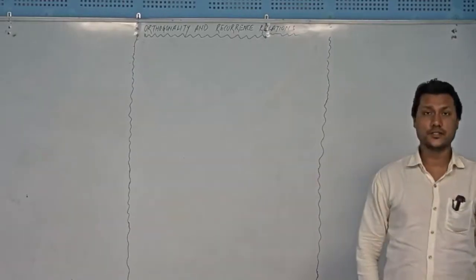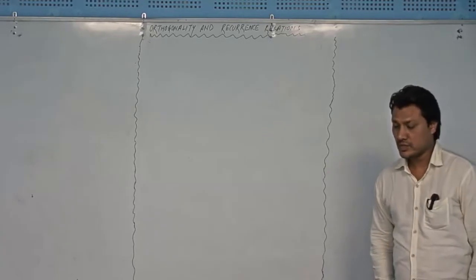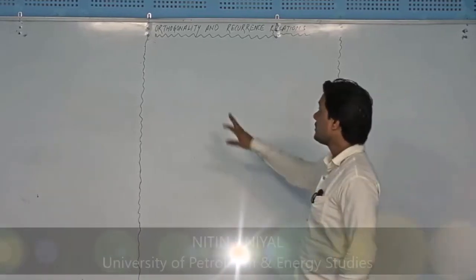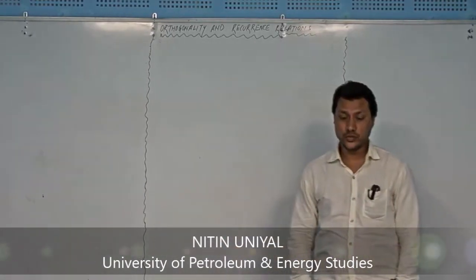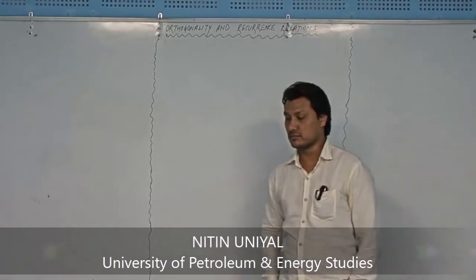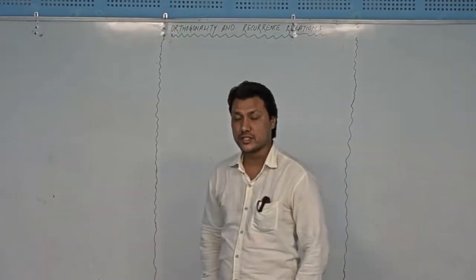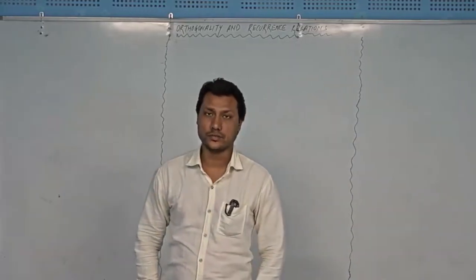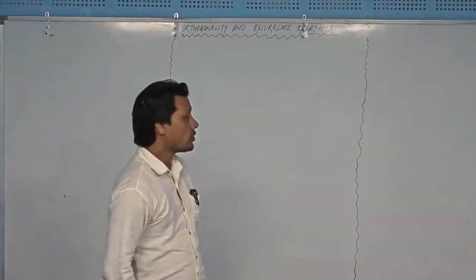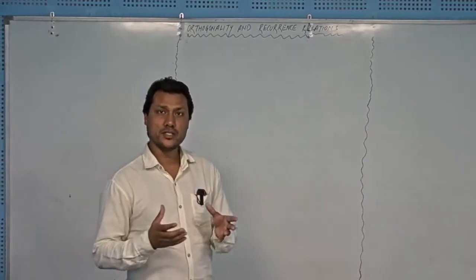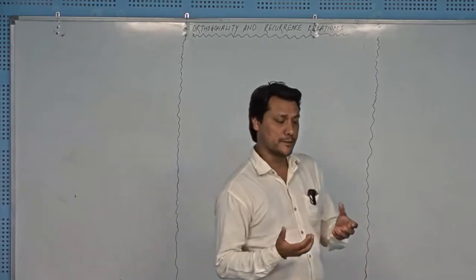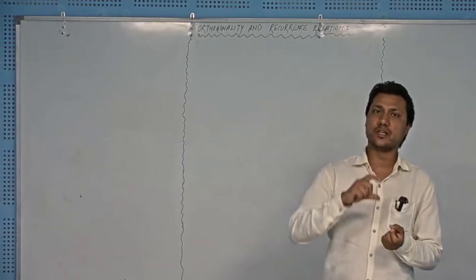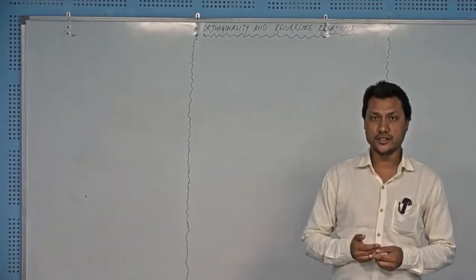The topic of today's video will be orthogonality and recurrence relations for Legendre polynomials. I will start with the orthogonal behavior of Legendre's polynomials. As you know, what is orthogonality in vectors? Two vectors are said to be orthogonal when their dot product is 0. In the case of polynomials, we say that two polynomials are orthogonal to each other when they are multiplied and integrated over a suitable range, and the result is 0.